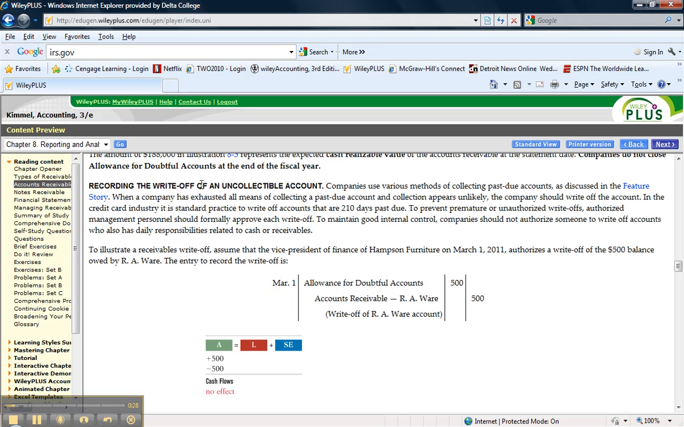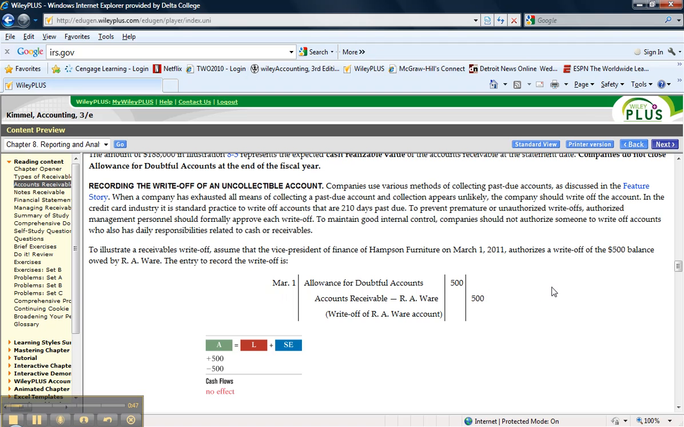Well, now we've already, under the allowance method, recorded bad debt expense, and we credited the allowance for doubtful accounts. Now what we can do is offset that allowance for doubtful accounts by debiting it. Remember, we credited it before, and we can credit accounts receivable. So you can see it's kind of like a timing issue.